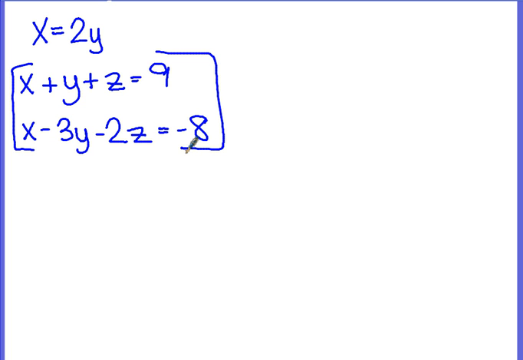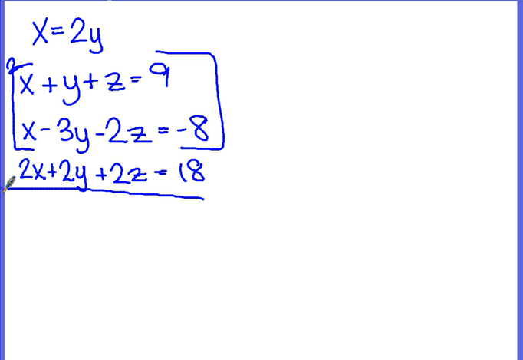I can do that by multiplying this first equation by 2. If I multiply everything through by 2, I get 2x plus 2y plus 2z equals 18. This allows my z's to be canceled out. I'm left with 3x minus y equals 10.